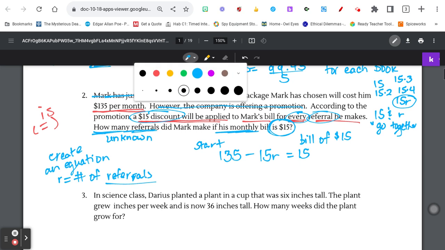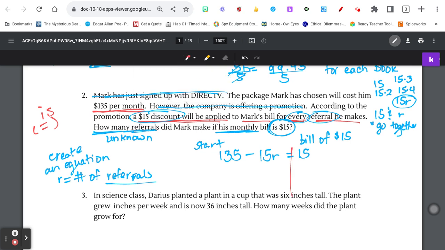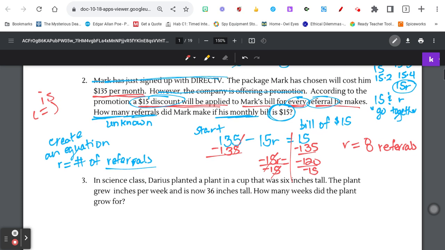I'm just going to go ahead and solve. I'm going to get rid of the 135, the constant, first. Basic two-step equation. So that's negative 15R equals negative 120. I'm going to divide both sides by negative 15. Cancel. And how many 15s can I get out of 120? That would be 8. So how many referrals did Mark make? Mark made 8 referrals, guys. Okay.